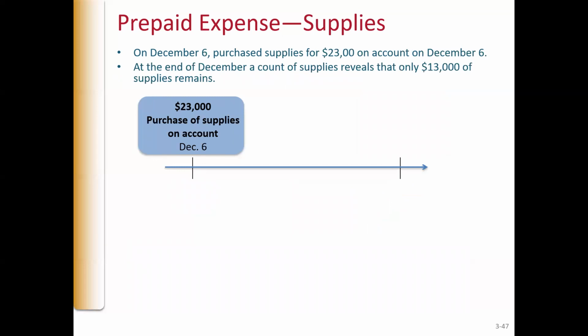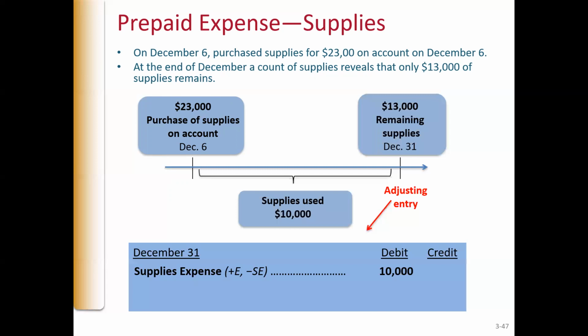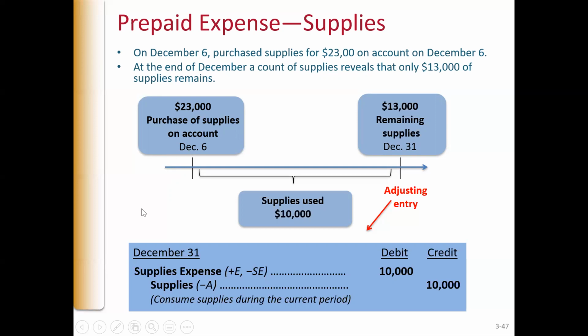Now, guys, this is a good example of prepaid expenses. On December 6th, we purchased supplies for $23,000 on account. And at the end of December, an account of supplies reveals that only $13,000 of supplies remain. Well, if it started with $23,000 and ended at $13,000, that means we've used up $10,000 worth of supplies. So the journal entry to record that would be debit supplies expense, and we would credit supplies. We no longer have that asset. We need to reduce it to accurately reflect what is available. So we debit our supplies expense, we credit supplies.